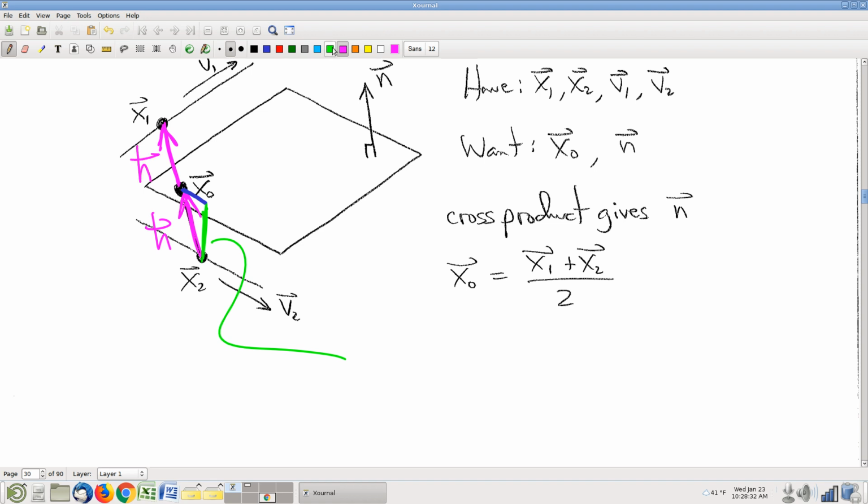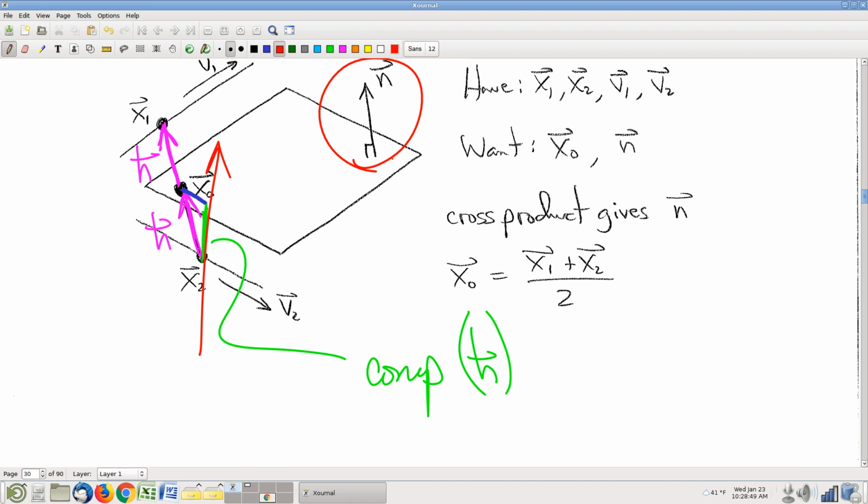Okay, so that green distance that we're looking for is a component of the H vector. Specifically, it's a component in a certain direction. It's the component of that vector in the direction perpendicular to the plane, and my picture is poor, but in the normal vector direction. So it's the n component of H. Everybody on board with that so far?